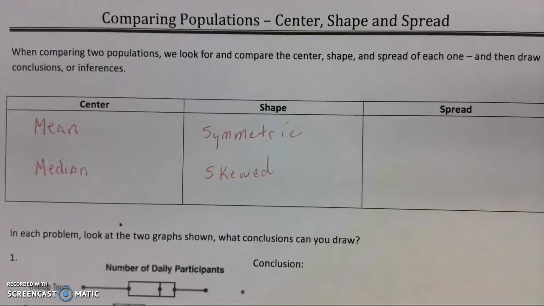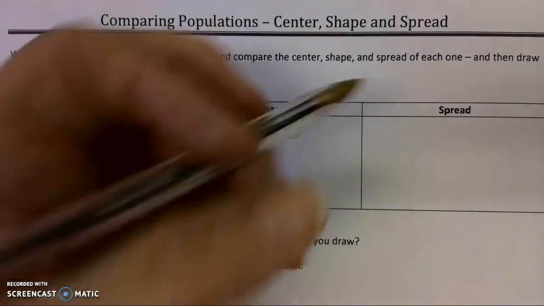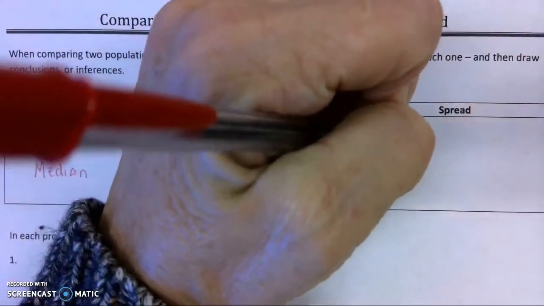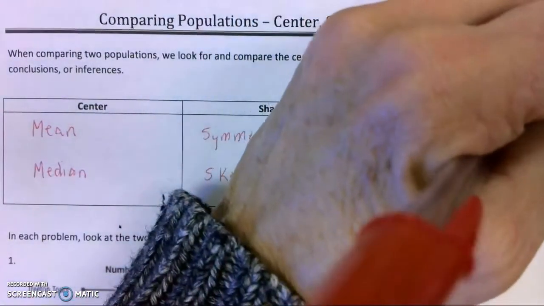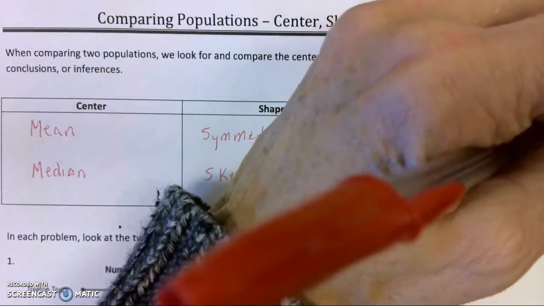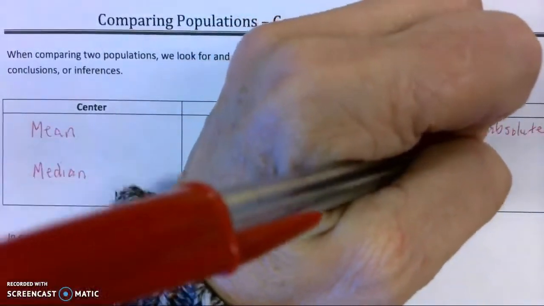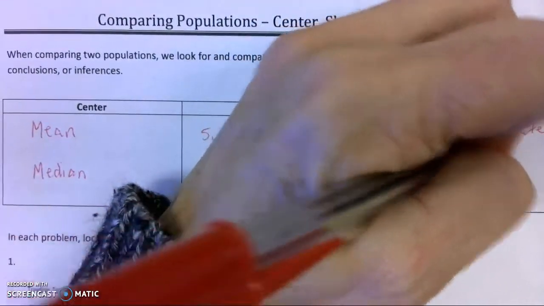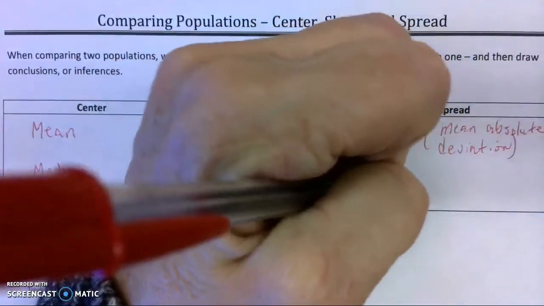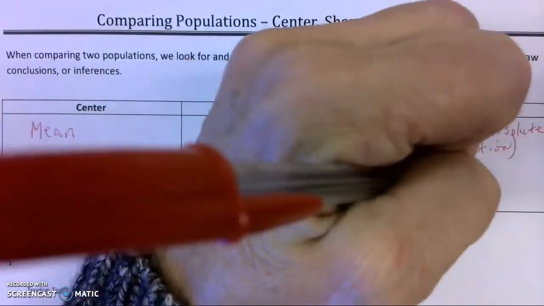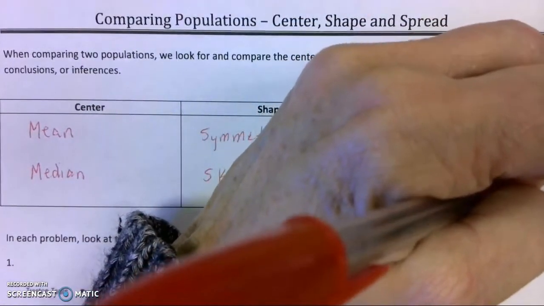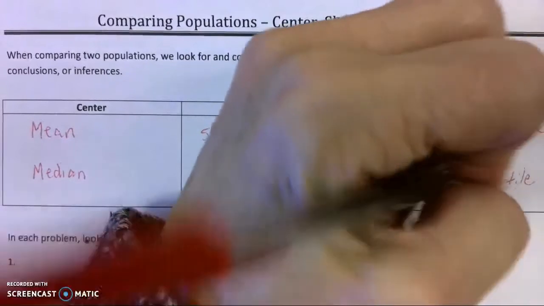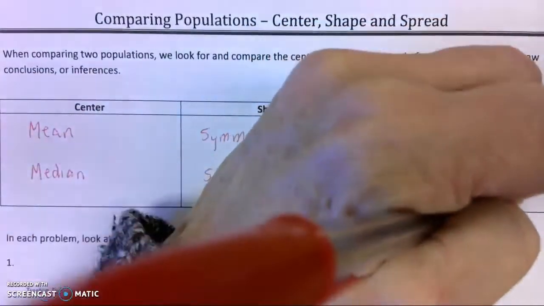Now, when we talk about spread, if we're dealing with mean, we always have to do the MAD, which is your mean absolute deviation. Those two go together. And then if we are looking at median, then we're going to look at the IQR, which is the interquartile range. The interquartile range is only used with median. All right, so let's see how this looks. Let's look at the first problem.